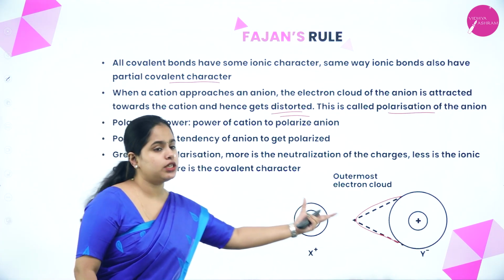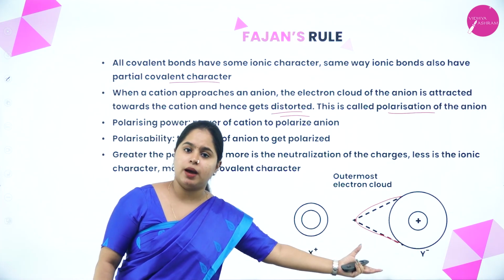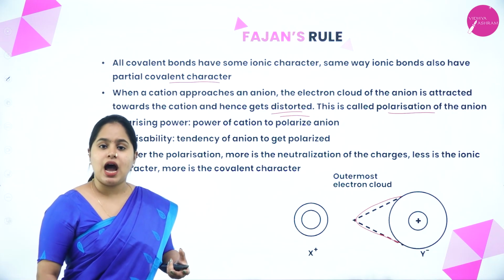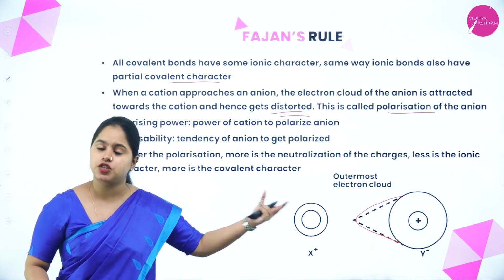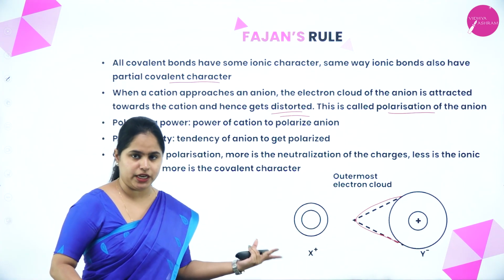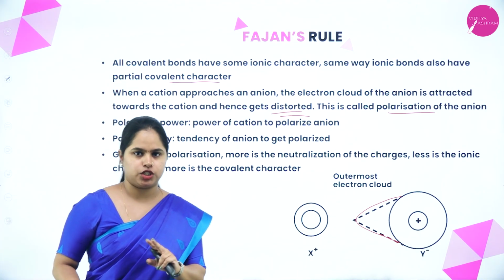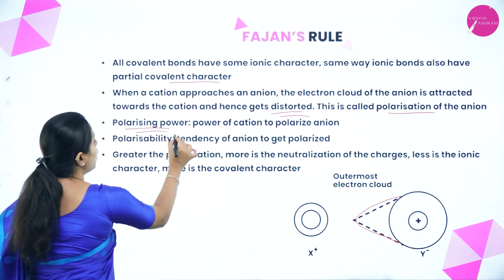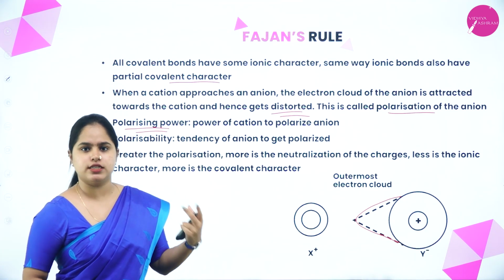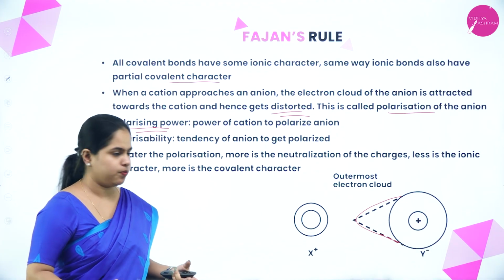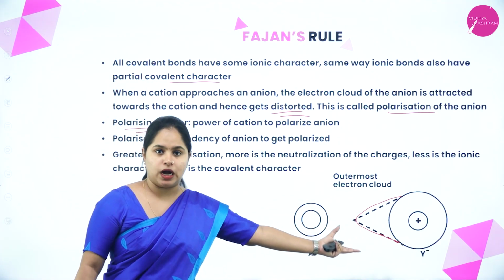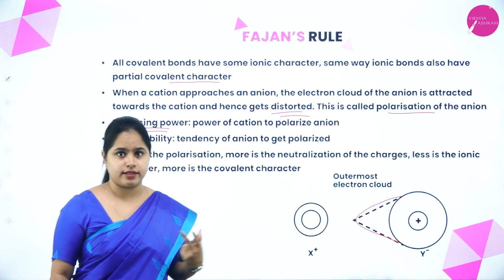When the cation comes near the anion, the electron cloud is attracted towards the cation, and the anion gets distorted. This is called polarization. So, this process that is happening here is called polarization. Now, moving on to polarizing power. The power of the cation to polarize the anion is called polarizing power. Polarizing power is present in the cation. When the cation comes near the anion, it is able to attract the electron cloud.